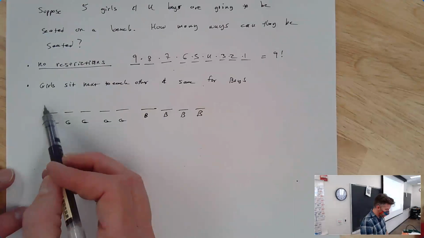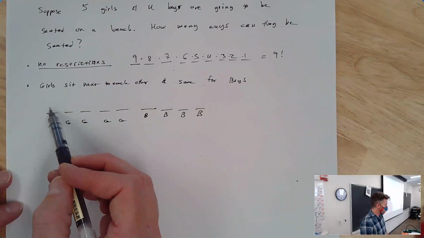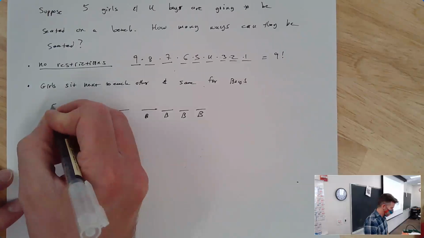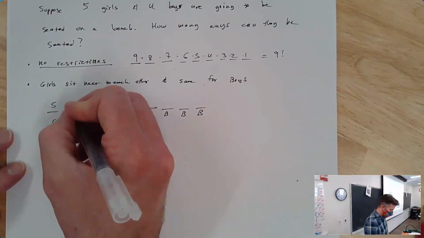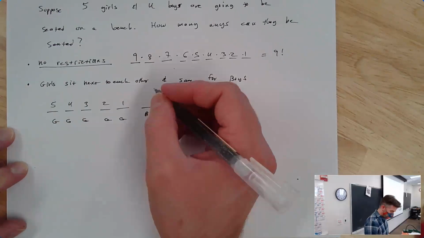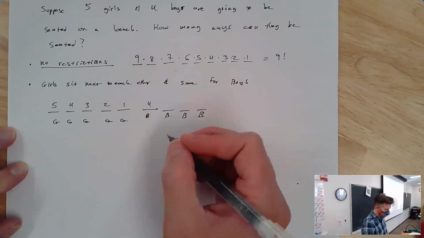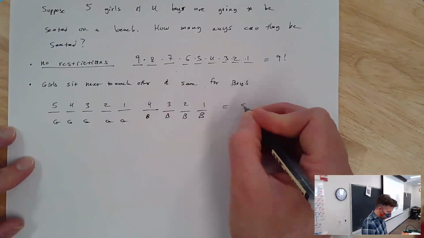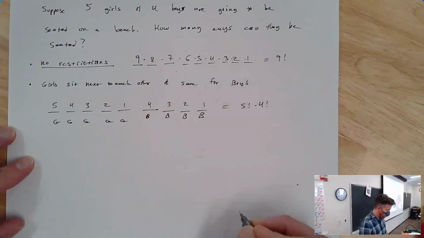Well, in seat one, how many choices are there? How many different people can sit in that seat? 5, right? There's 5 different girls that can sit in the seat. And then there's 4 girls, and then 3, and then 2, and 1. And same deal here. There's 4 choices for the boy that's in the leftmost seat, and then 3, and then 2, and then 1. So that would be 5 factorial times 4 factorial.